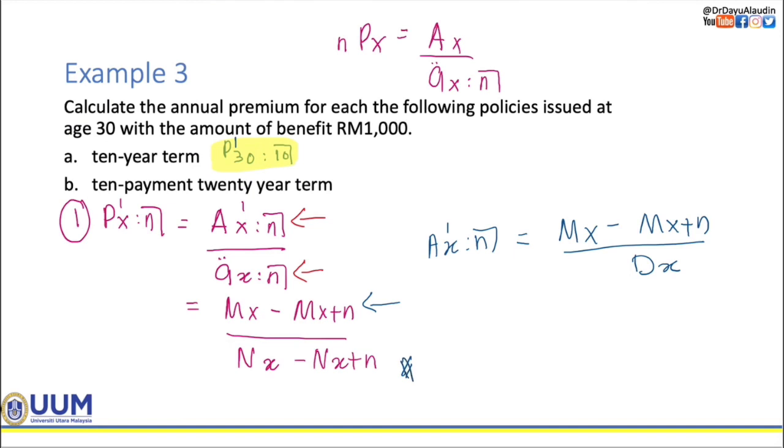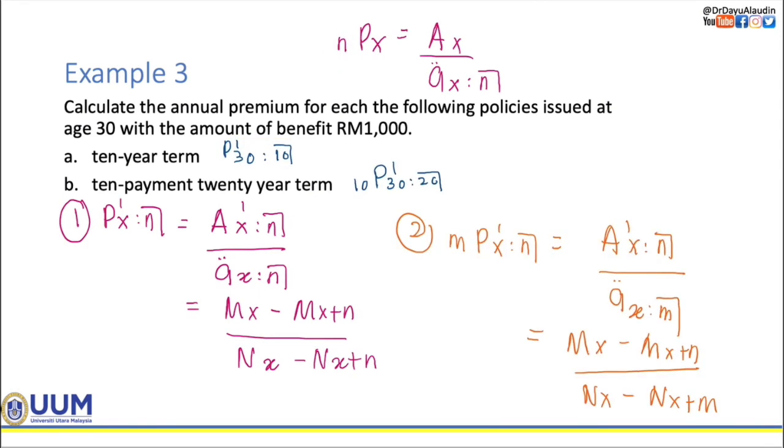Now look at the second one, 10 payment, 20-year term. For A, we just have one payment, so that's why we have 1 here: only one payment of premium. This time we have 10 payments, meaning that here becomes 10. So this is how we write the notation. The 10 is at the back of P, and the 20-year term is referring to the n years here.